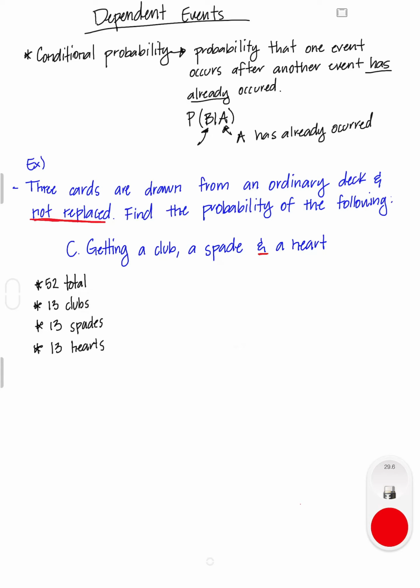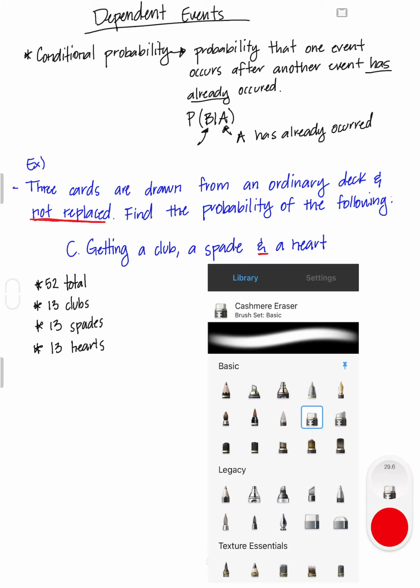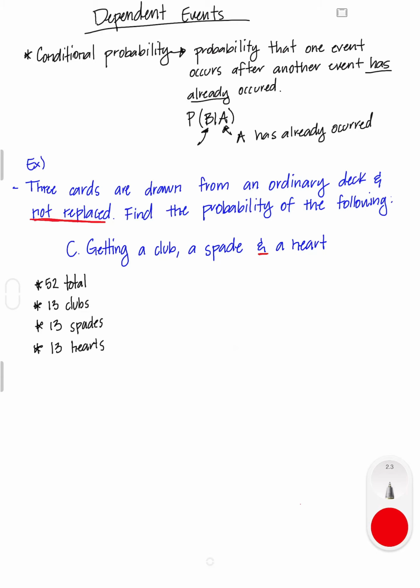Okay, so for part C, we want to find the probability of getting a club, a spade, and a heart. First of all, let's go ahead and see how many cards we have in total in an ordinary deck. So that is 52. How many clubs do we have? That will be 13. We also have 13 spades and 13 hearts in the deck of cards, right? So the next thing that we want to do is, again, because there's no replacement, we're going to be using the dependent event multiplication rule, right?